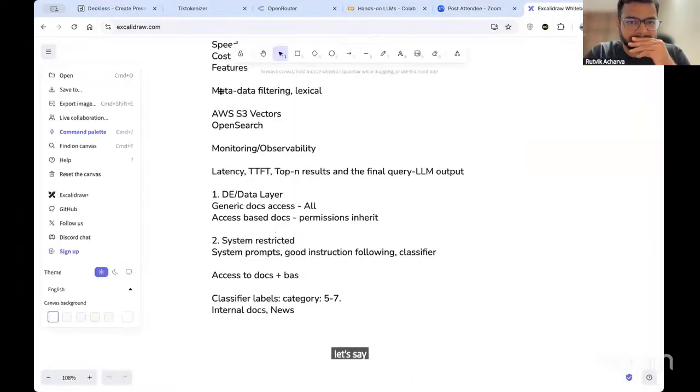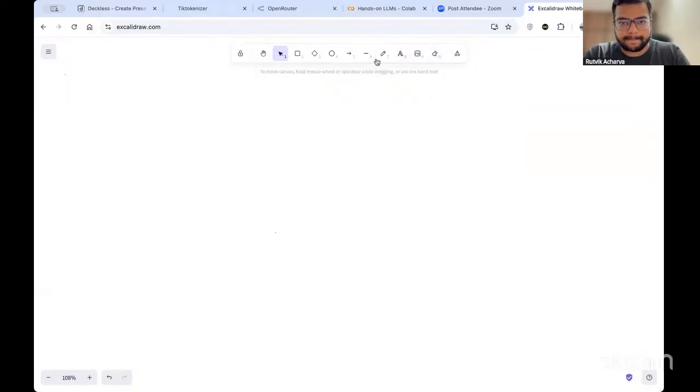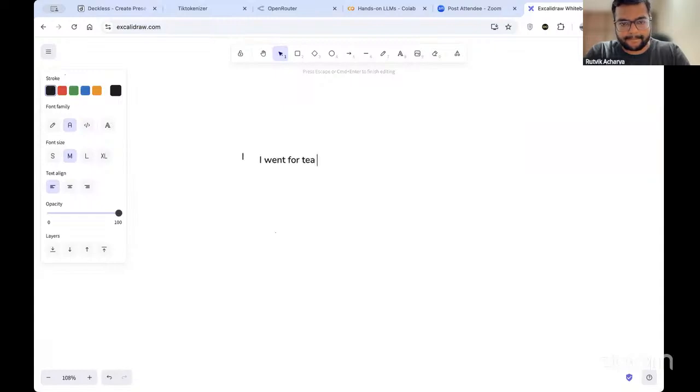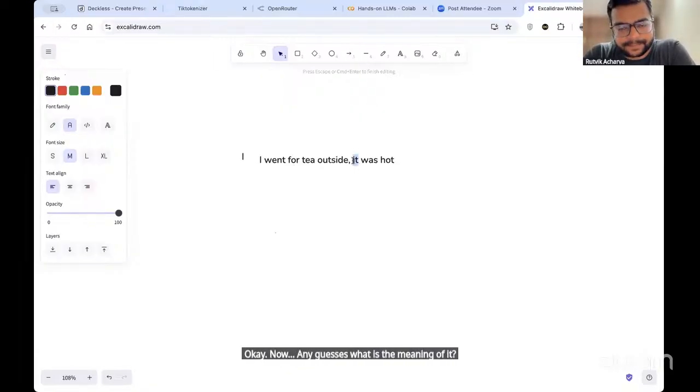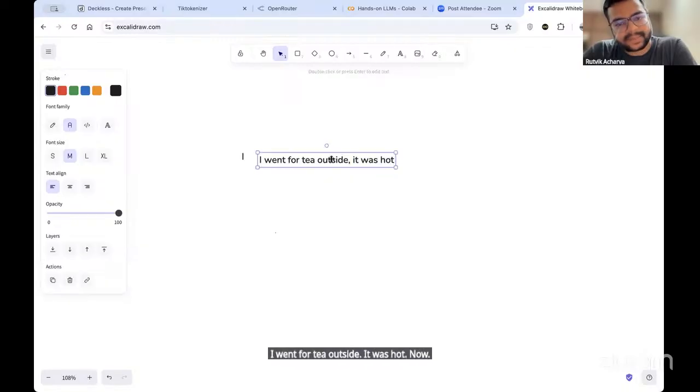Let's say I'll open a new one. I'll write an example to show what I mean. I went for tea outside and it was hot. Now, any guesses what is the meaning of it in this particular context? I went for tea outside. It was hot. Now, tea can be hot or the weather is something that can be hot, right? It can be both. It seems it could be tea, but we cannot be sure, right?